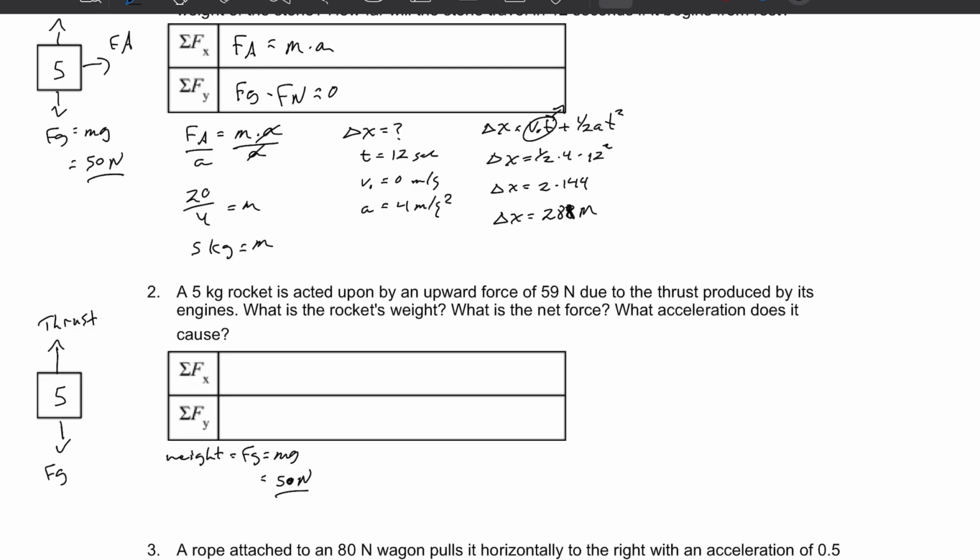What is the net force? Well, we can do our net force equations. There's nothing in the x, nothing acting horizontally that's been indicated in the problem. In the y, we're going to take the larger force and subtract the smaller force, so that way we always end up with a positive value. The upward thrust is 59, the downward force of gravity is 50, so we're going to say thrust minus the force of gravity. So the net force in this case would be thrust minus force of gravity, 59 newtons minus 50 newtons, and that's going to equal 9 newtons.